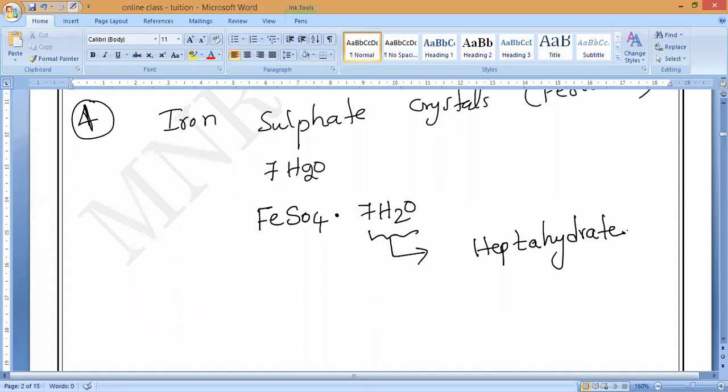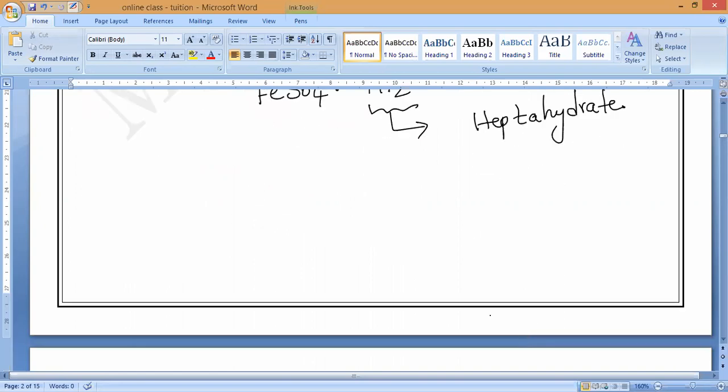So definitely from these 4, one salt you are going to get in the exam. 100% I guarantee it. You should remember it. These are the 4 salts you have to remember. First, copper sulfate. Second, sodium carbonate. Third, calcium sulfate. Fourth, iron sulfate. These are the 4 hydrated salts for class 10 level that you should remember.